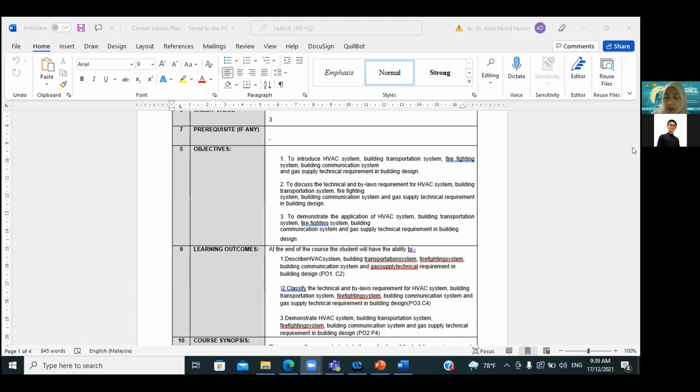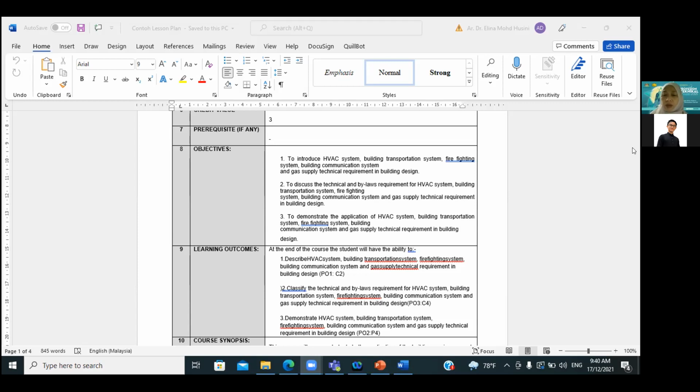And a building communication system, telecommunication, okay, and any other electrical system, the control system that can operate, so the building can be operated well and function. Gas supply technical requirements, so that you know what kind of gas is supplied. Okay, please refer to the notes, what kind of gas supply.